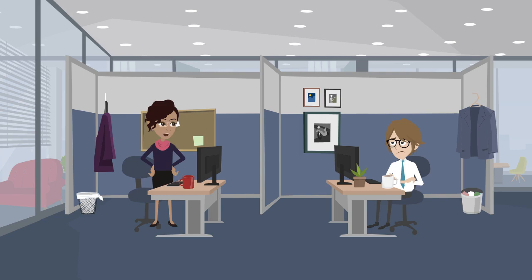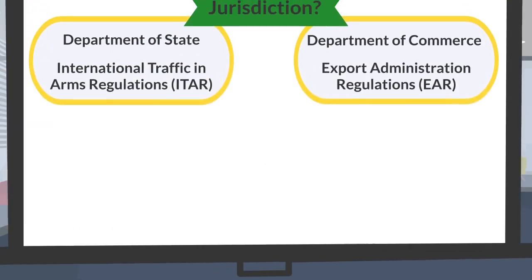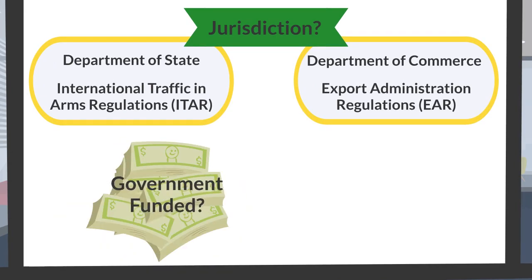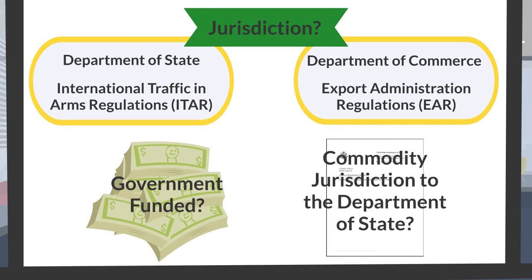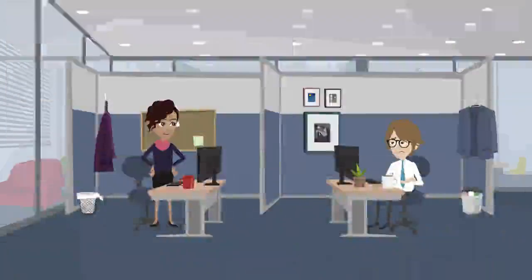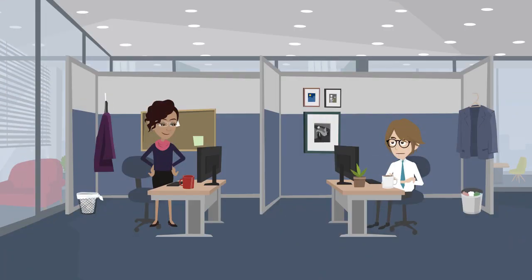First, is this biological item under the Department of State or Department of Commerce jurisdiction? If this work is funded by the Department of Defense, you might want to discuss with your Office of Sponsored Research or your equivalent for the need to submit a commodity jurisdiction to the Department of State to determine if the biological item is subject to the International Traffic in Arms Regulations or the Export Administration Regulations. We don't do any Department of Defense sponsored research, so our biological items should be subject to the EAR.